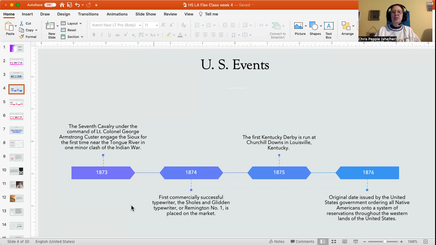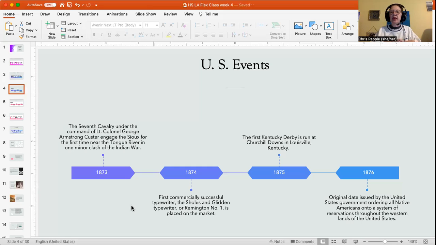We also still have some of the cultural changes. In 1874, the first typewriter goes on the market. And so with the commercial typewriter, people can now type out their manuscripts. Writers are going to have a little bit easier time. In 1875, the Kentucky Derby is run for the first time. So again, you see the cultural changes. We have imperialism around the world, including the United States. We're taking land from Native Americans, but you also have a lot of cultural changes, a lot of inventions going on.